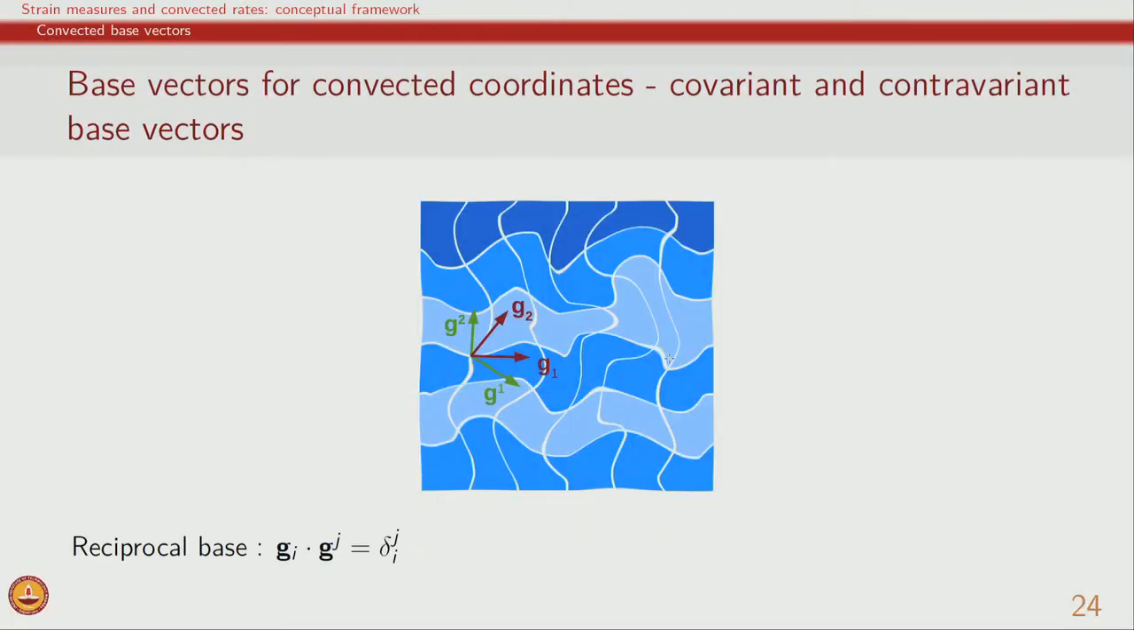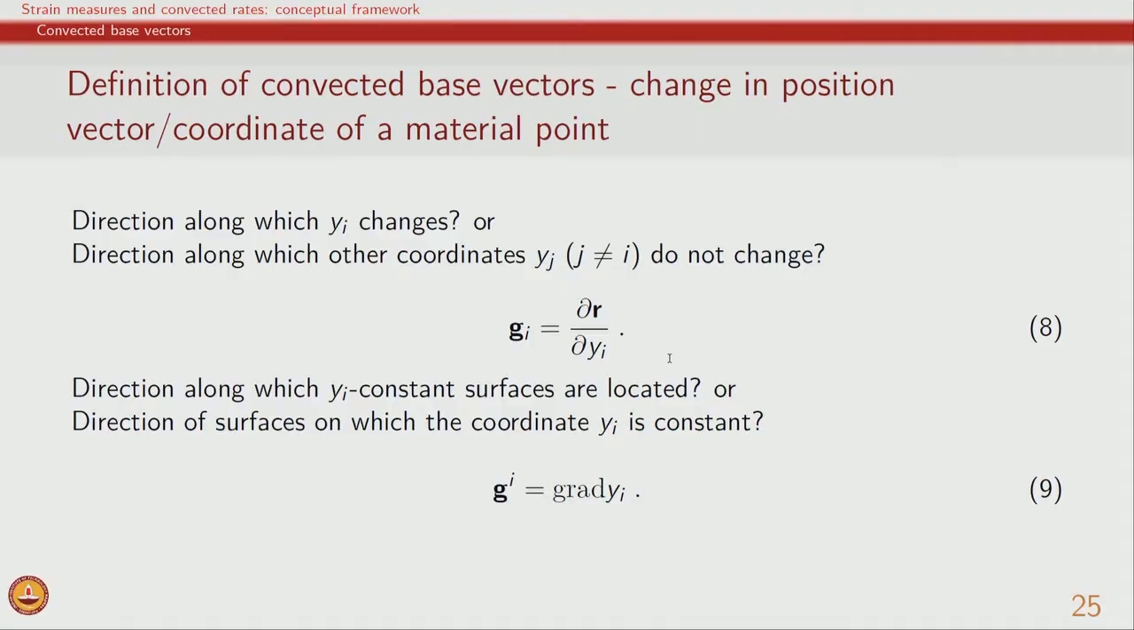So, having looked qualitatively at the base vectors, now we can move on and try to define these more formally. Both the definitions are as follows. The first question we are asking is the direction along which coordinate yi changes by keeping the other coordinates fixed, that is just looking at the partial derivative of the position of the point with respect to that particular coordinate. So, del r by del yi indicates the base vector in the ith direction.